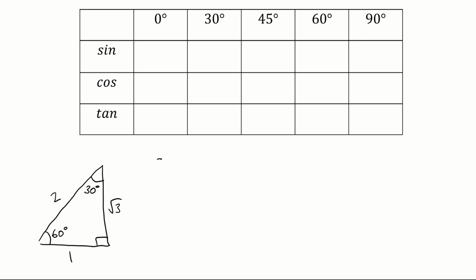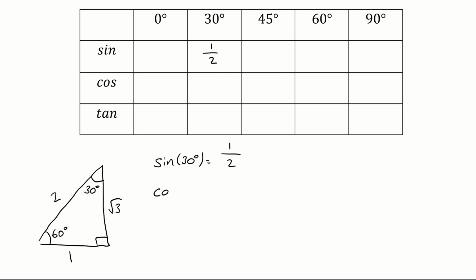So let's start off by looking at what the sine of 30 degrees is. Okay, well, that is going to be equal to my opposite over my hypotenuse for sine. Okay, so looking at my 30-degree angle, my opposite is 1 and my hypotenuse is 2. So the sine of 30 degrees is just a half. So I can put that in there.